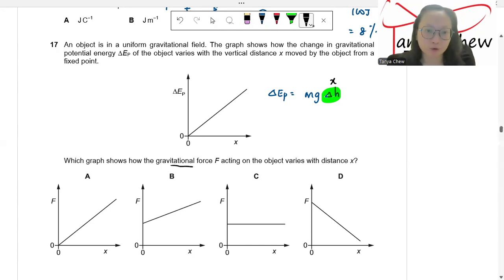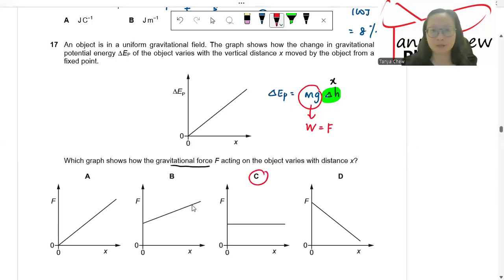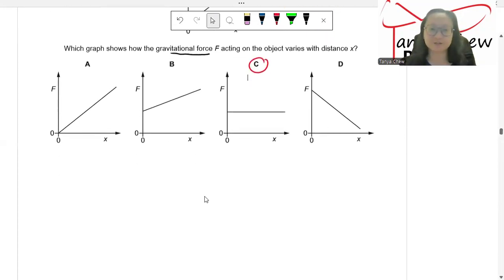But since they asked us about gravitational force, I could modify this to weight. This is called gravitational force, or it is equal to force. What happened to the gravitational force? Gravitational force will be constant because gravitational potential energy changes due to the changes in height, not the force. So the force is always constant, no matter what the distance x is. Because after all, the object is still in a uniform gravitational field, uniform gravitational force acting on the object with the uniform gravitational acceleration. C is the answer.